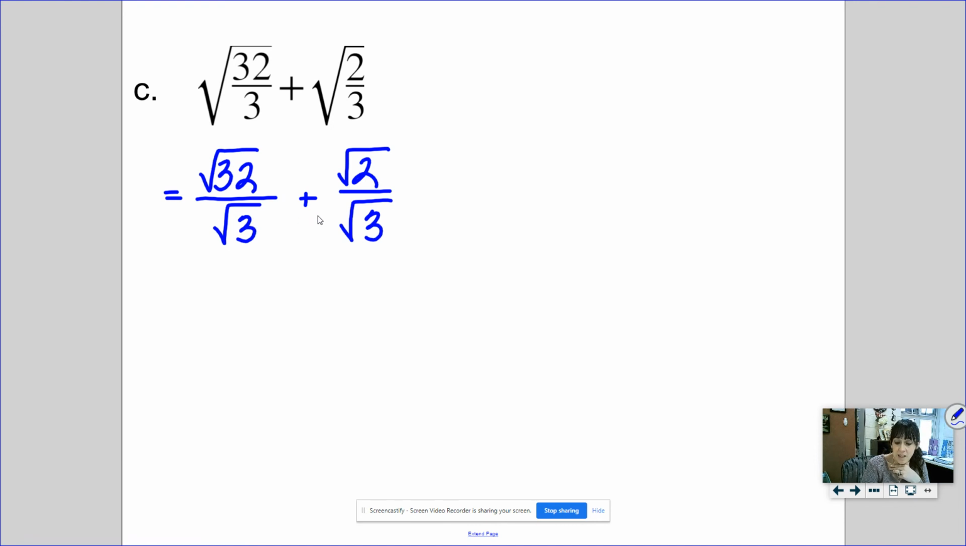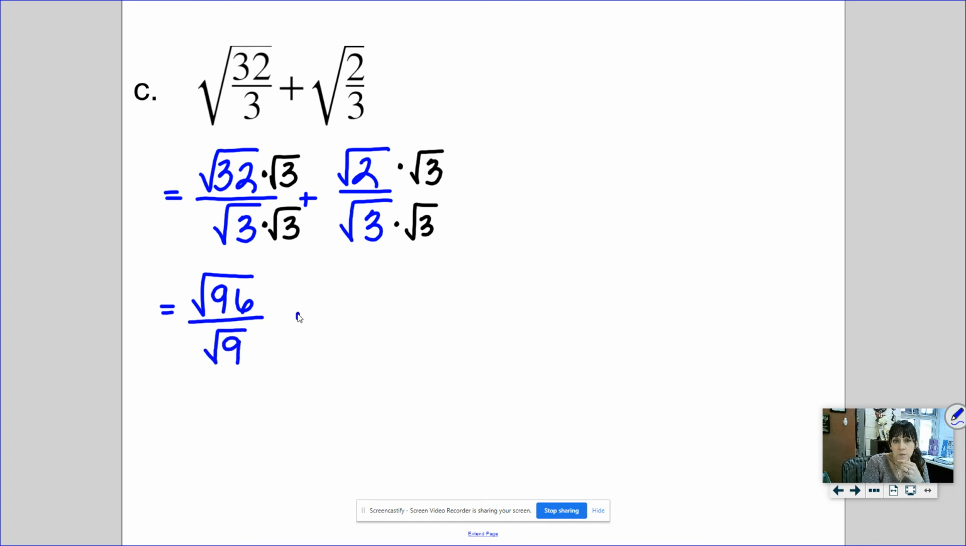And then I have to rationalize each of these because you aren't allowed to have a radical in the denominator, remember. We learned that last time. So I'm going to kind of work on both of these at the same time. And remember, to get rid of that radical in the denominator, you're just multiplying both the top and the bottom by the denominator. Okay, so I'm kind of doing 2 problems at the same time right now. I apologize. I know this is messy. 32 times 3, that's 96 over radical 9. And then over here we would have 6 over radical 9.